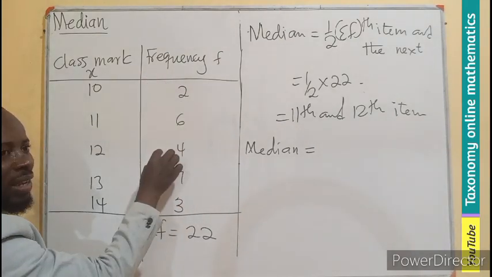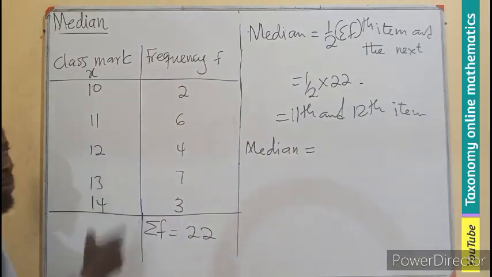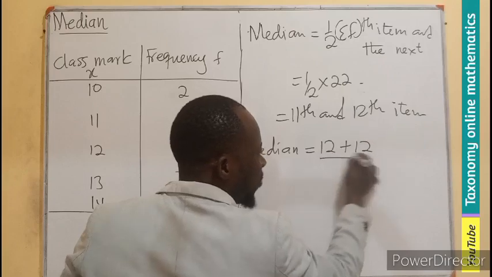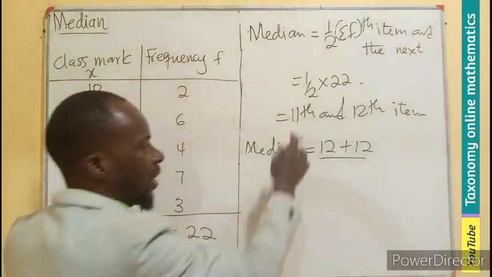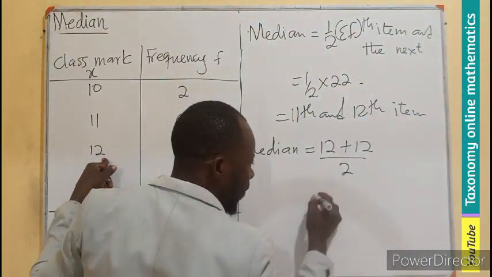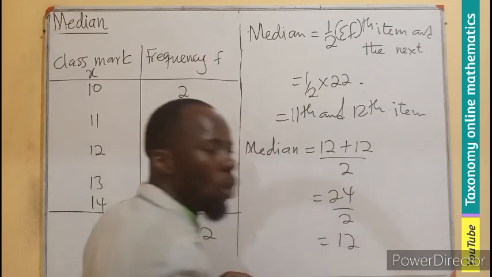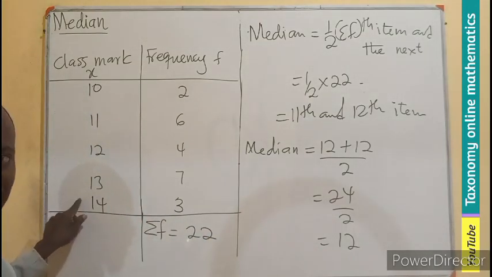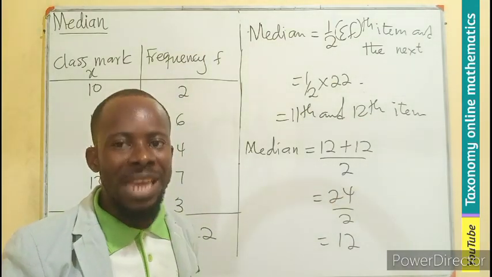On the arrangement, the 11th position will be 12. The 12th position will also be 12, meaning the first one being 12, the second one being also 12. So the 12 is appearing at the 11th position and on the 12th position. The arithmetic mean of that, 24 out of 2 equals 12. So this 12 is the data, the number in arrangement. This is showing the position of the median we are looking for.